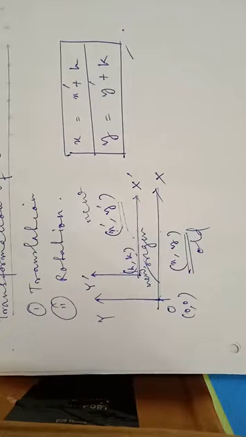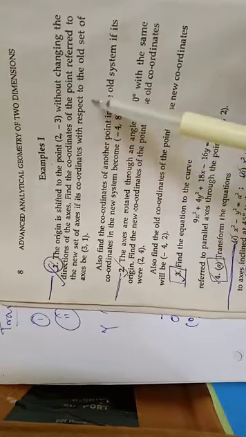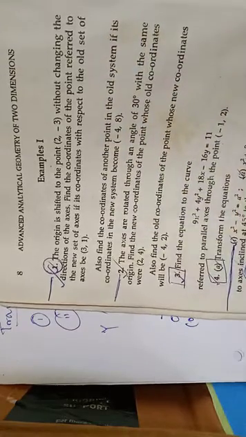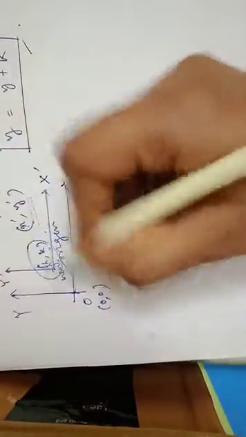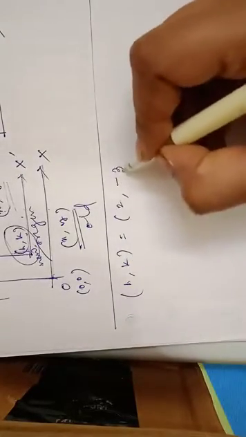So first example, let's try to solve this one from the exercise. Question number 1. Here it is stating that the origin is shifted to the point (2, -3) without changing the directions of the axes. Find the coordinates of the point referred to the new set of axes if its coordinates with respect to the old set of axes be (3, 1). So what it is saying is that the origin is shifted to the point (2, -3). Now what is our new origin? New origin is (h, k). So we can write that (h, k) will be our (2, -3).